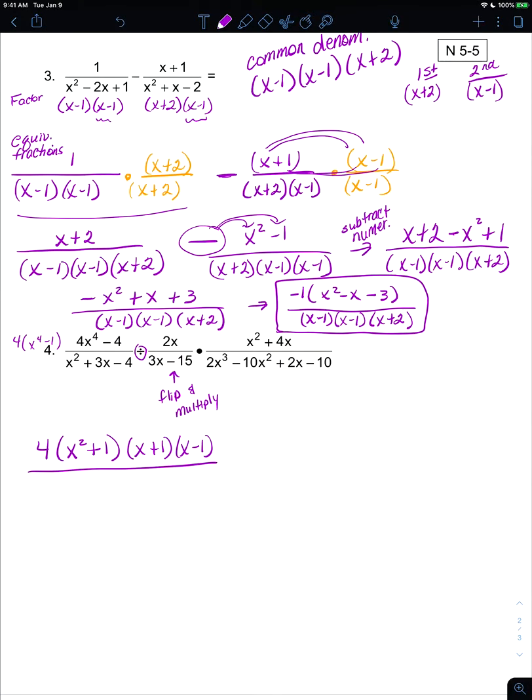x squared plus 3x minus 4, that would factor into x plus 4, x minus 1. Okay, so now we're going to multiply, and remember we're flipping this so that 3x minus 15 is now on the top, but we're going to factor out a 3, and that leaves us with x minus 5, and then that 2x is on the bottom, times x squared plus 4x, we can factor out an x, and that would leave us with x plus 4.